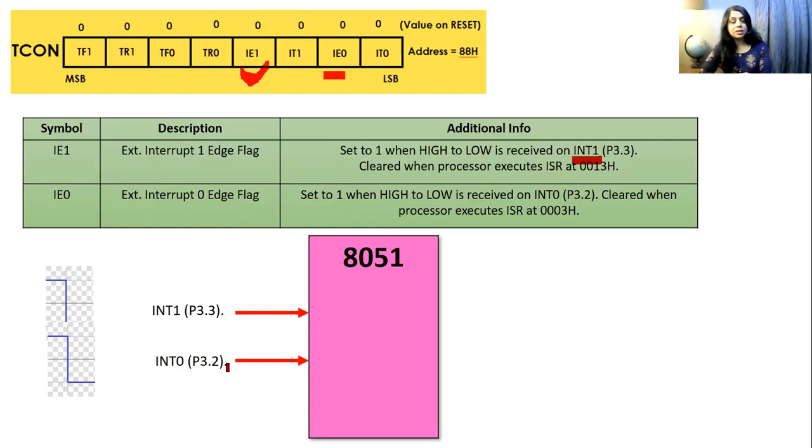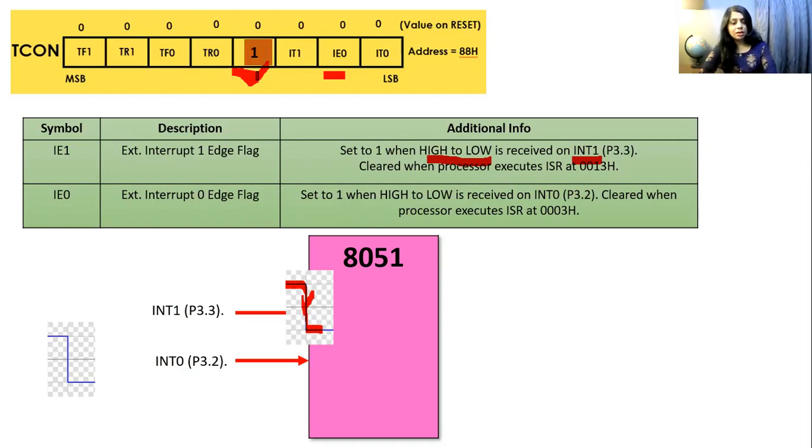What happens if it receives this pulse? This pulse means it is high to low. Exactly high to low. You can see here this is a high to low going pulse. So when it receives this high to low going pulse, what happens? Then this IE1 will be set to 1.